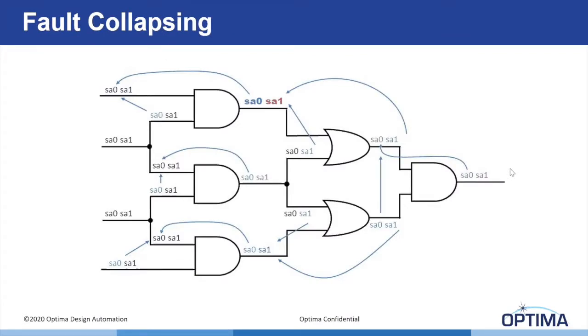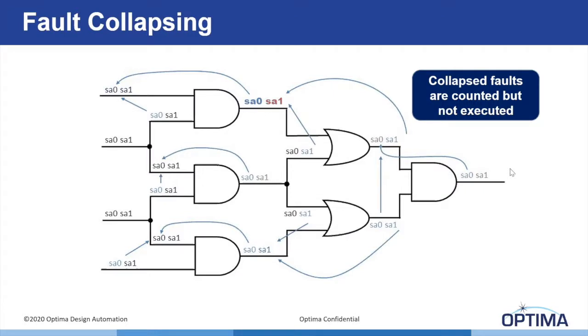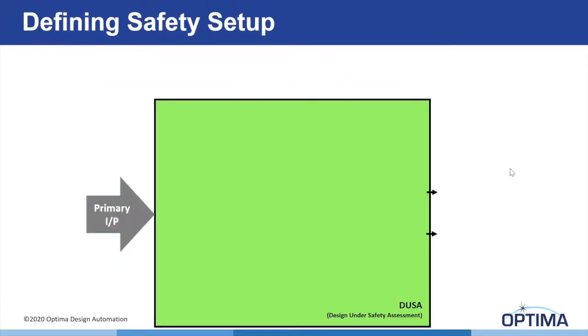And it also does the fault collapsing. Fault collapsing is nothing but finding out the equivalent faults at the inputs and outputs. Consider only the relevant faults. So collapsed faults are counted but not executed. So in this way you can save a lot of time.